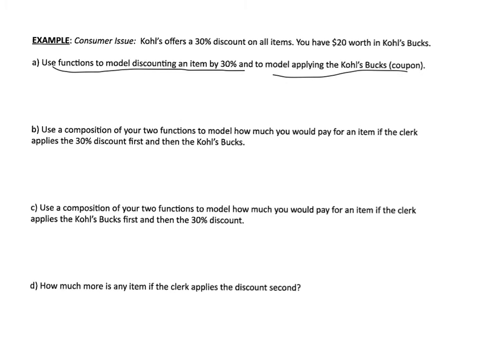So we're going to let f of x be a 30% discount. So that means that you're paying 70% of something. And we're going to let the coupon, Kohl's Bucks, equal taking $20 off of something.